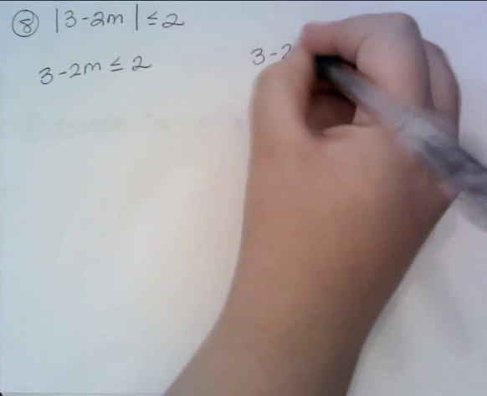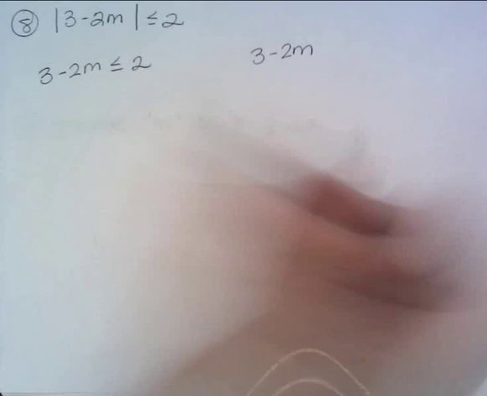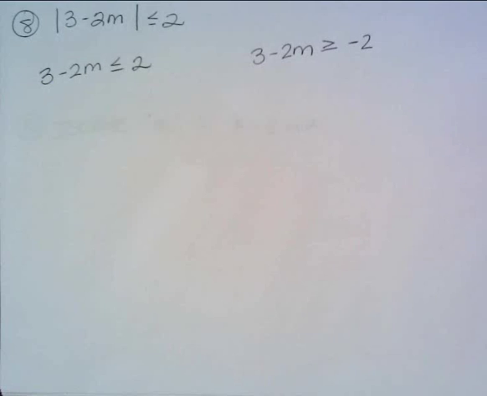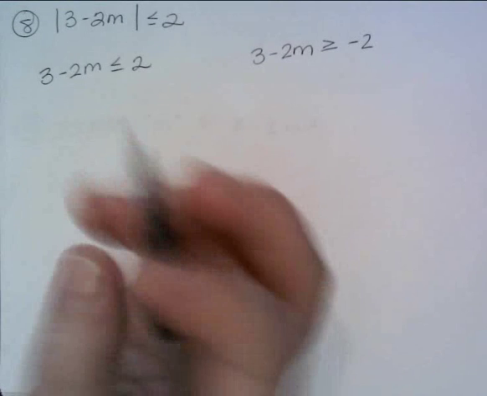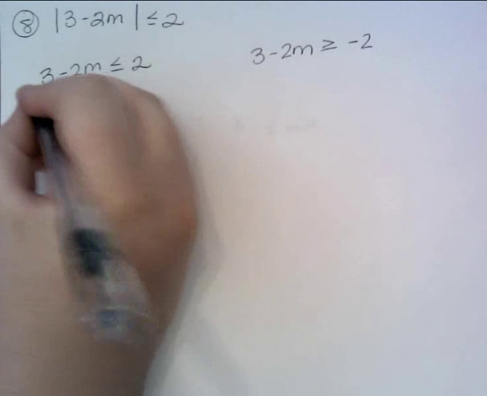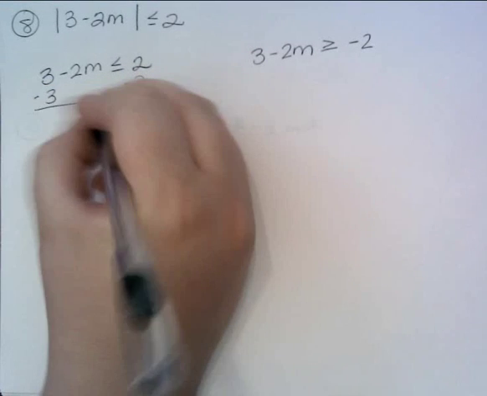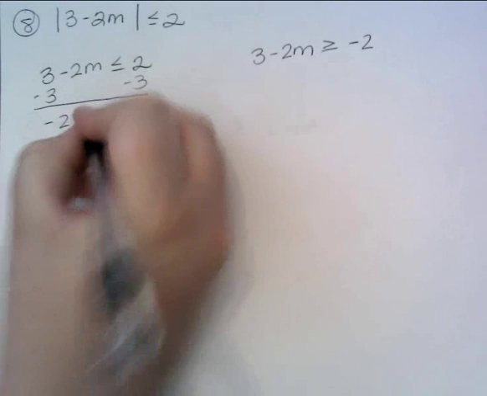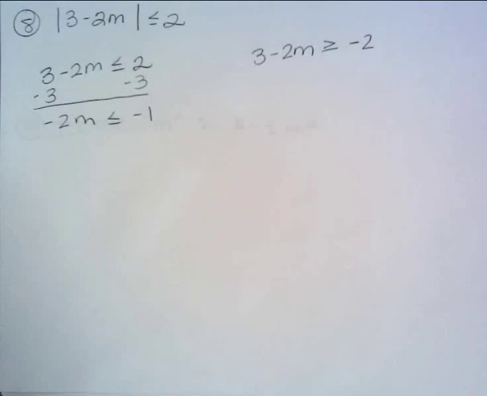So now, we have negative 2m. So we're going to subtract 3 from both sides because we want to keep that negative 2 on that left side. So negative 2m is less than or equal to negative 1. This is where it gets tricky. We did learn this in 1.7, so this should be in your notes. Whenever you divide or multiply by a negative number, you're always going to have to flip that inequality sign. Always, always, always. Okay?